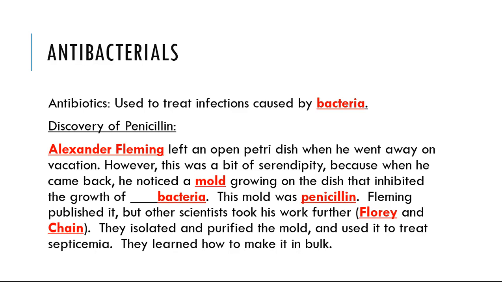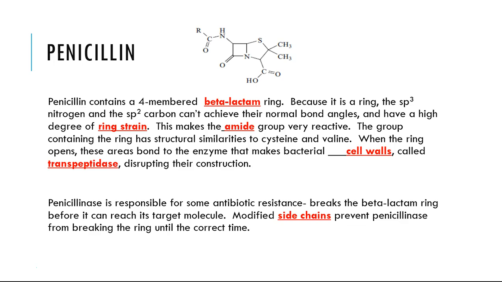But this isn't a good example of serendipity in science because when he came back, he noticed there was a mold growing on the dish that inhibited the growth of bacteria, and that mold was penicillin. So he published his work, but then other scientists actually took his work further. They isolated it and purified it and then used it to treat sepsis and learned how to make it in bulk. So Fleming discovered it, but then other scientists commercialized it, I guess you would say, and figured out how to use it for a practical purpose.